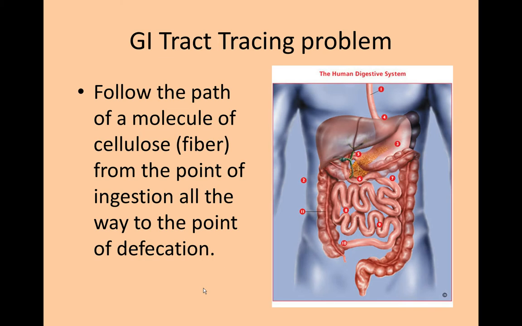Then we would go up number 11, which is the ascending colon, and then across the transverse colon, which is not numbered, and then down the descending colon, and then into the sigmoid colon, and finally the rectum and anus.